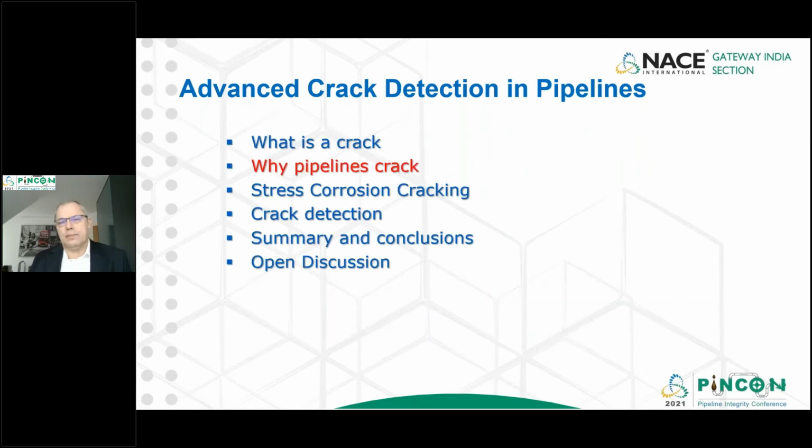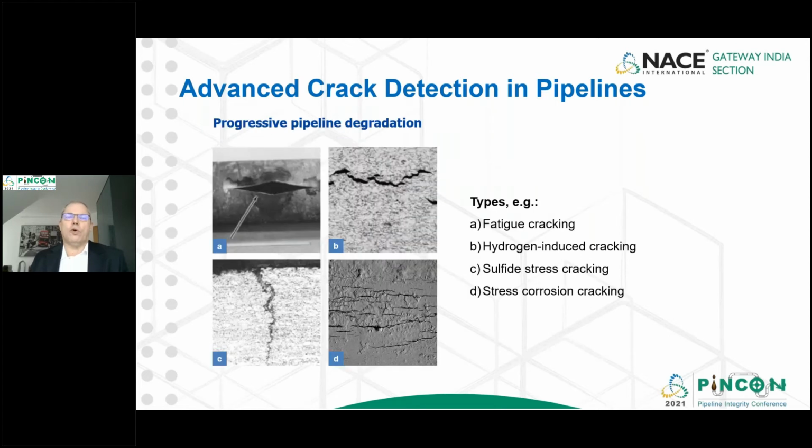Why do pipelines crack? Pipelines crack because over time they deteriorate, and this deterioration or degradation increases over time. I've shown you here 4 examples of cracks which mostly occur across the globe: fatigue cracking, hydrogen-induced cracking, sulfide stress cracking, and stress corrosion cracking. If you look at the abbreviations, SSC is not to be mixed up with SCC.